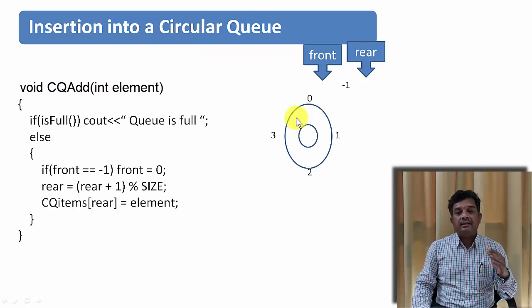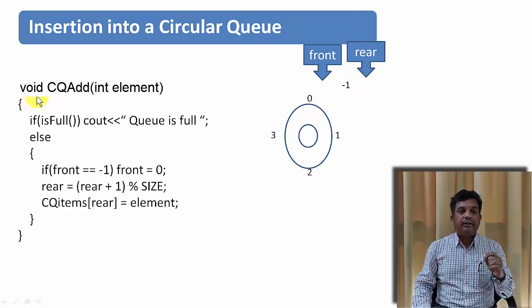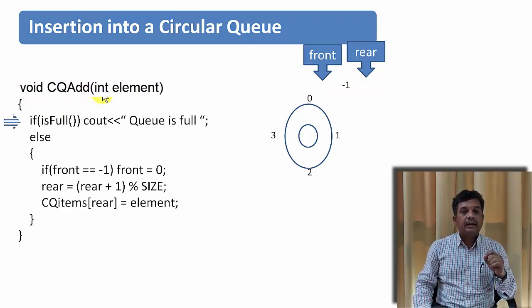Now let us try to see how to insert an element in a circular queue using an array. Now imagine that there is a circular queue and I can add only 4 elements to it. Front and rear are pointing to -1. We have a function CQ add and we are passing a parameter called element, which is an integer data type.